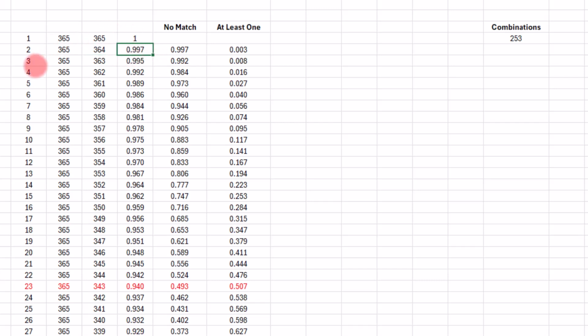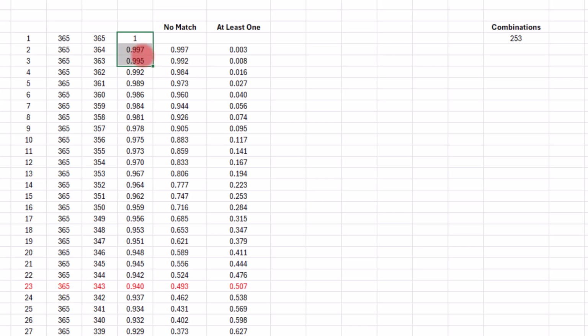We bring person number 3 into the room. Again, there's still 365 days in a year, but if we don't want person number 3's birthday to match 2 or 1's, then there's only 363 days out of the year that we could select. And 363 out of 365 is 0.995, and so on. So the probability of no match is simply just multiplying these probabilities out. So I take 1 times 0.997, gives me virtually a 100% chance that we're going to have no match.